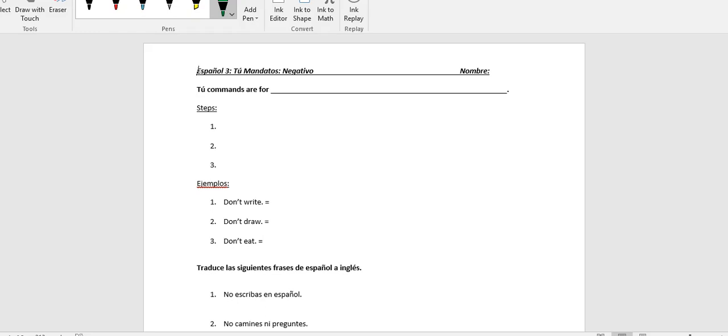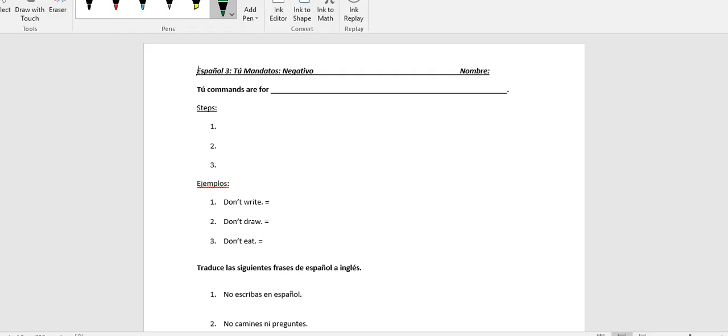Alright, so we're looking at those -2 commands. So we've done the affirmative commands. The affirmative commands are when you want someone to complete an action. So like when I say escribe en español, I'm telling you write in Spanish. I want you to do that. Negative commands are when you do not want that person to complete the action. So if I say no escribas en inglés, do not write in English.